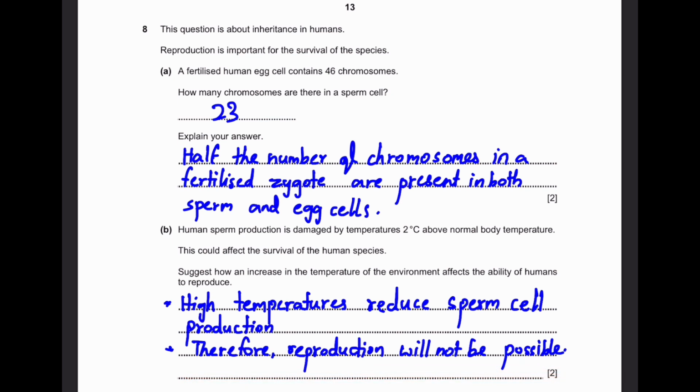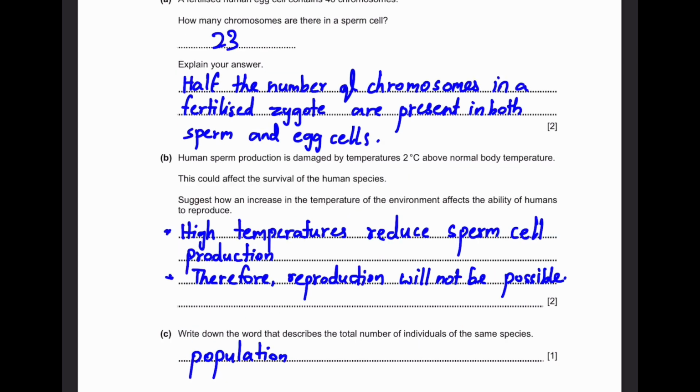Only if a sperm and egg cell fertilize, it's possible to form a zygote, which is the first cell of a new life. But if there's no sperm cell, it's not possible, and that's why reproduction will also not be possible. Let's go to part C.